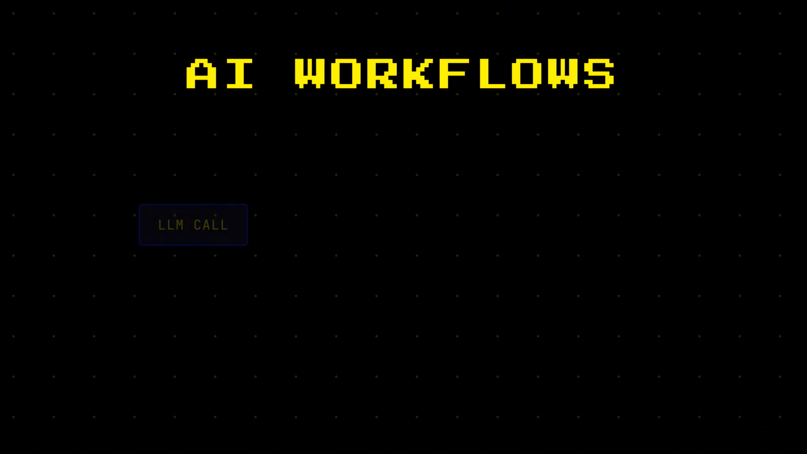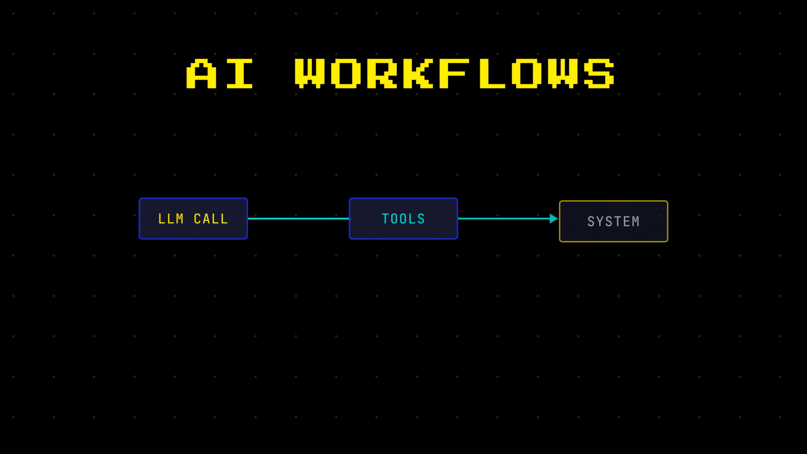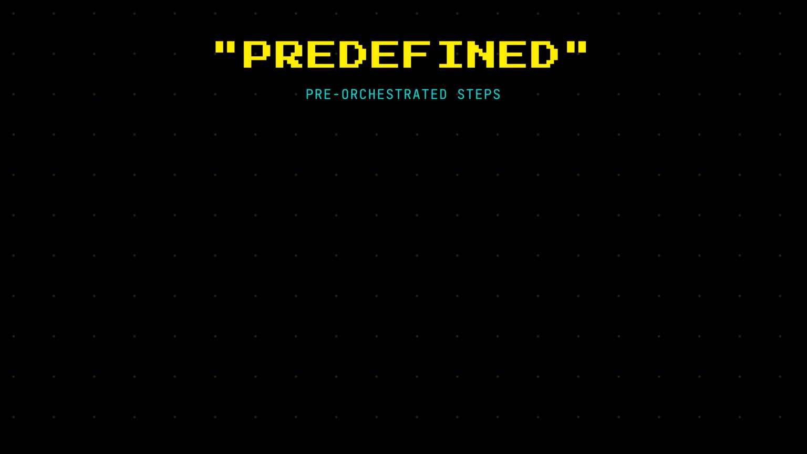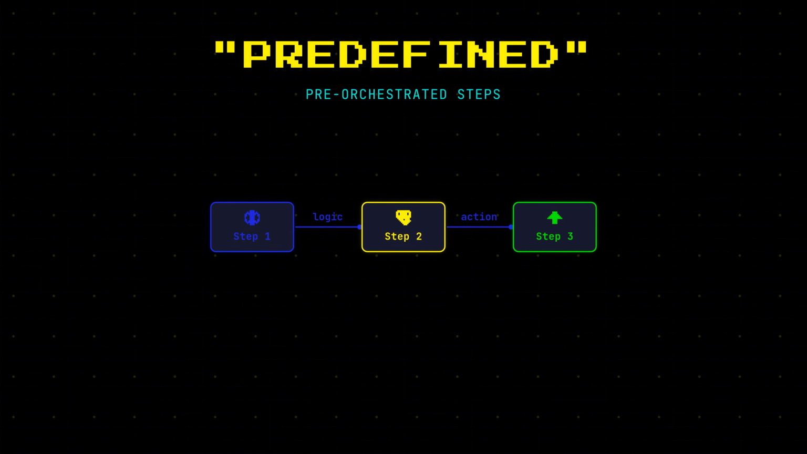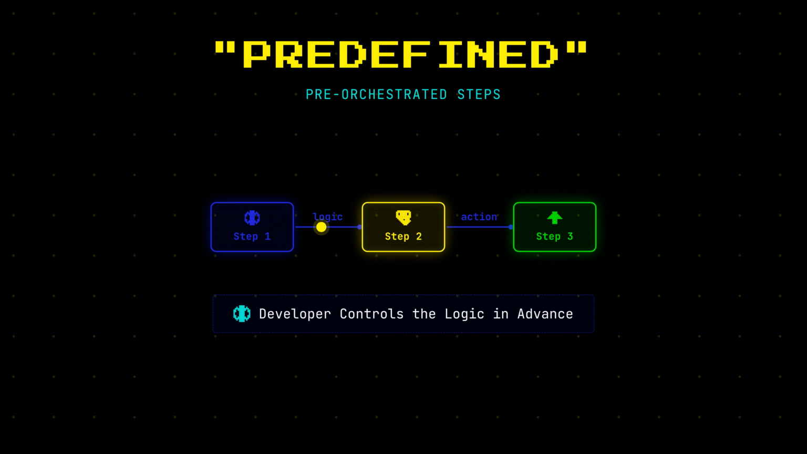Now that you know how LLMs use tools, let's look at how developers combine LLM calls and tools into larger systems. These are called AI workflows, systems where LLMs and tools are orchestrated through predefined code paths. The key word is predefined. In a workflow, the developer decides the steps in advance. The LLM does the heavy lifting at each step, but the flow is controlled by your code.